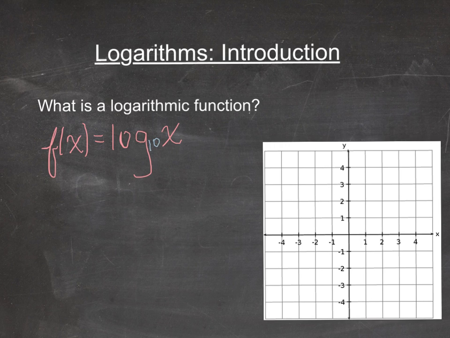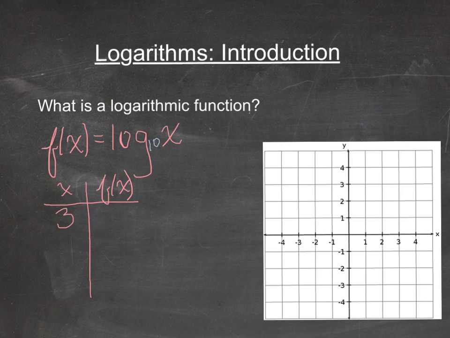If I leave out the base, it's assumed to be base 10, because that's actually what calculators deal with. So if we're going to plot this graph and see what it looks like, I can make a little table of values, using a calculator to help me out. If I choose different values of x and figure out what the corresponding f of x, or the y value, will be. So let's start with 3.